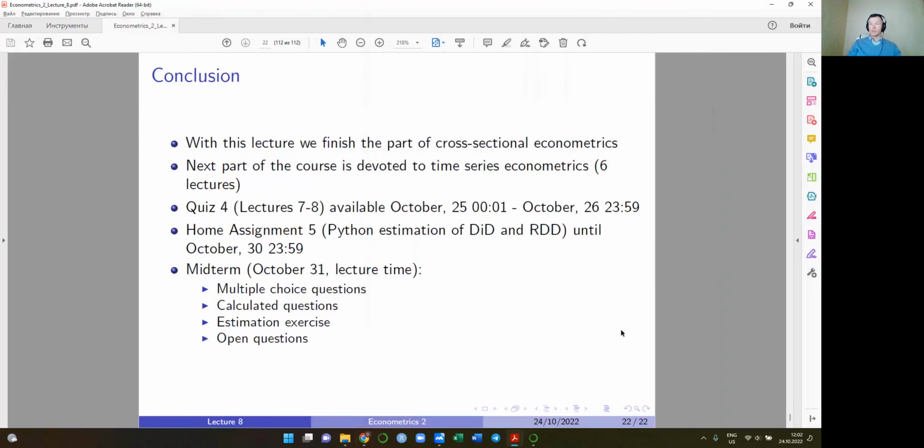And open questions. Of course, open questions are going to be related to the estimation exercise. Please explain what you have computed. Please provide some judgment whether the estimated effect is statistically significant, economically significant, what this means, and so on. So these 2 are going to be related to each other.